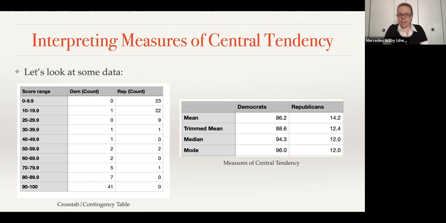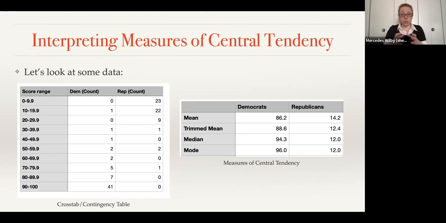So we have the mean here. That's the average, right? That's sort of colloquially what we call the average. The average score for Democrats is 86.2%. For Republicans, it's 14.2%. If you look at our data, that seems a little weird, right? The data is so concentrated for Democrats in the 90 to 100 range, and for Republicans really in that 0 to 10 range, that it seems a little odd that the mean is outside of those ranges. Less so for the Republicans than for the Democrats.